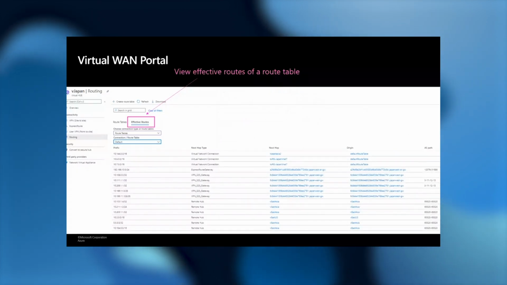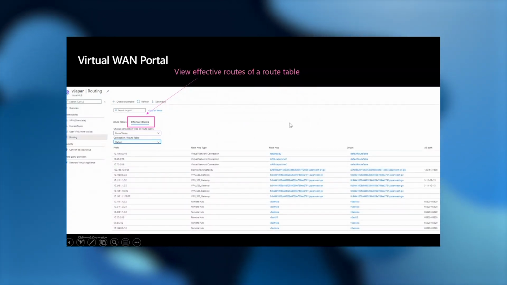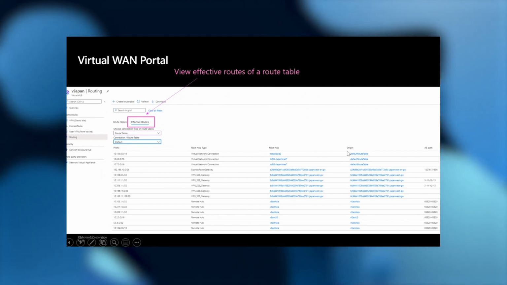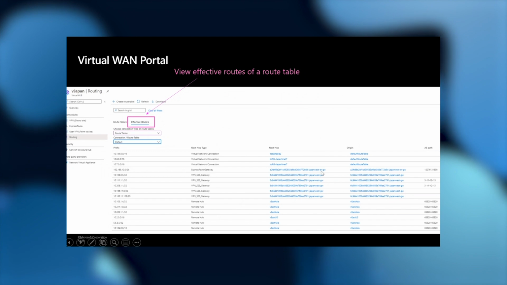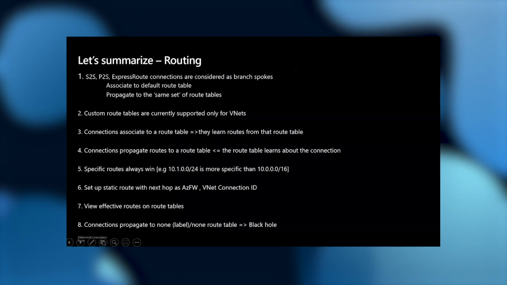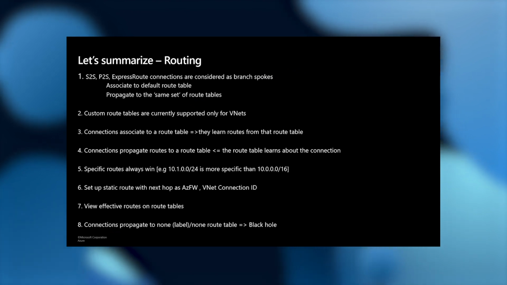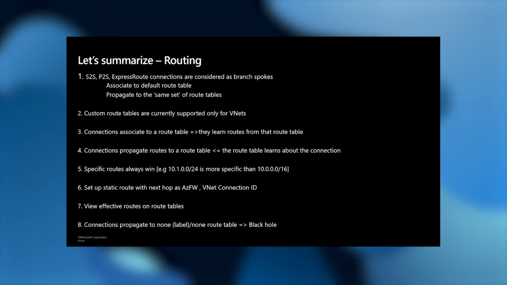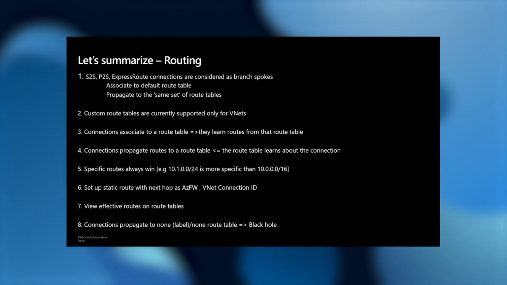Also, you can look at the effective routes of a route table. And here, as you can see, the next hop, you can see the origin from where this route was learned, and you have a lot of information through which you can do some troubleshooting. To summarize, branches are collectively terms for site-to-site, point-to-site, and ExpressRoute connections. They associate to the default route table and they propagate to the same set of route tables. So let's say branch A propagates to route table A, and branch B will also propagate to route table A.